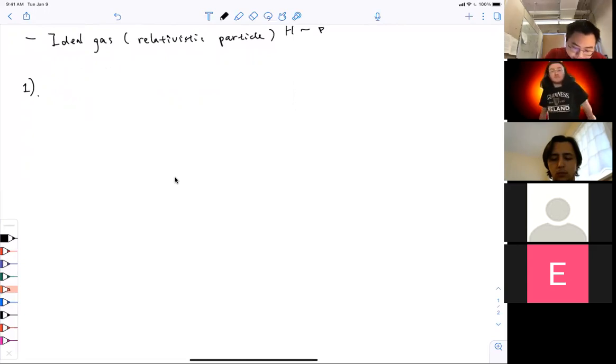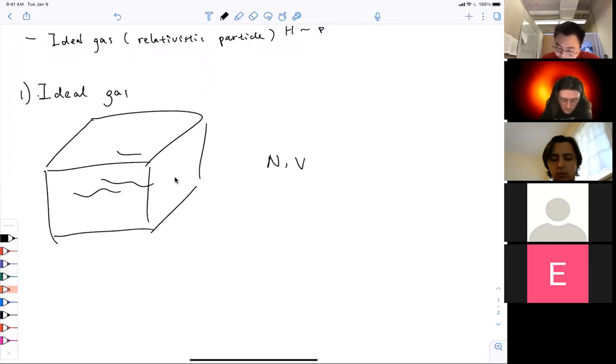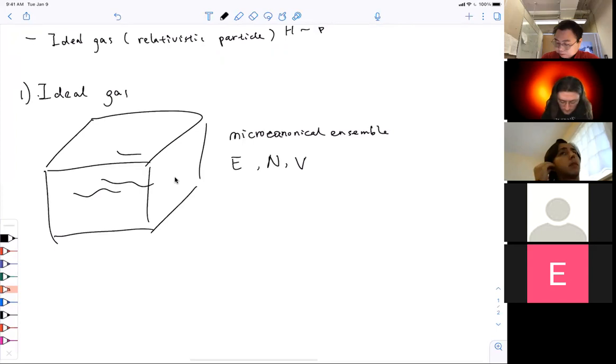Okay, so for the ideal gas, the starting point, the setup, is like this. We have a box, and there are some particles inside. The number of particles is fixed, let's say N, and the volume is fixed. We denote it as V, capital V, and also the total energy is fixed. This is the microcanonical ensemble, right?